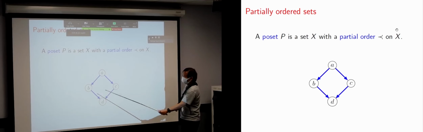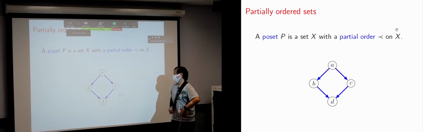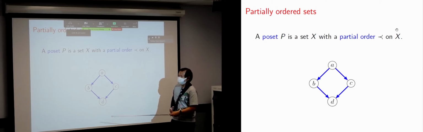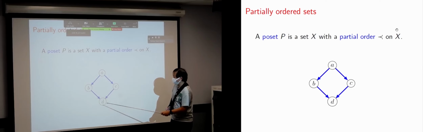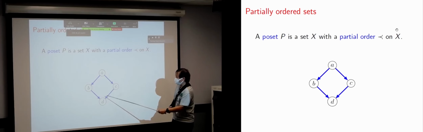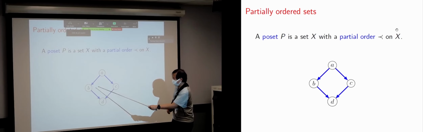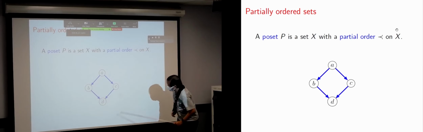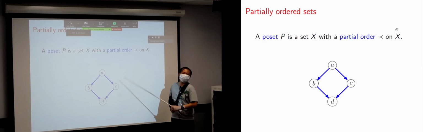B and C are incomparable because there is no arrow. But here, there's actually one more relation, which is that A is less than D. This is because, remember, by transitivity, A is less than B, B is less than D, and therefore A is less than D. I just don't draw the arrow here because this is already implied by the other two arrows. This picture is what we call the Hasse diagram, which will also appear again later.